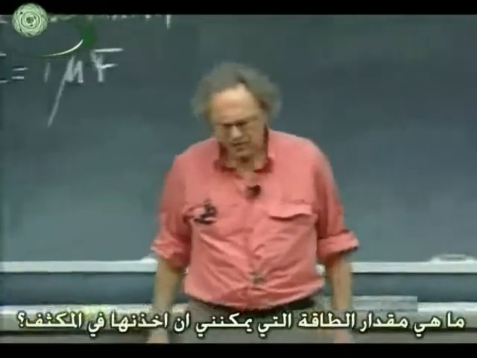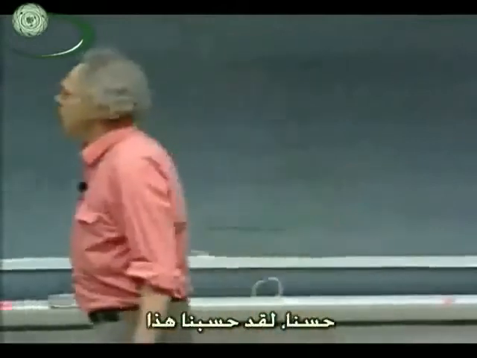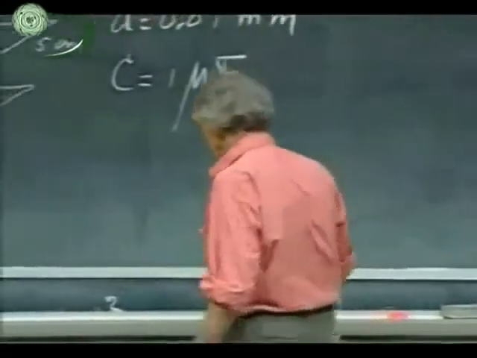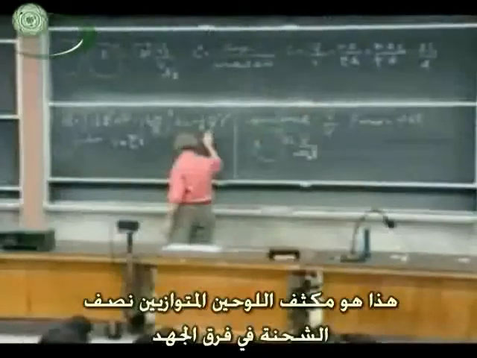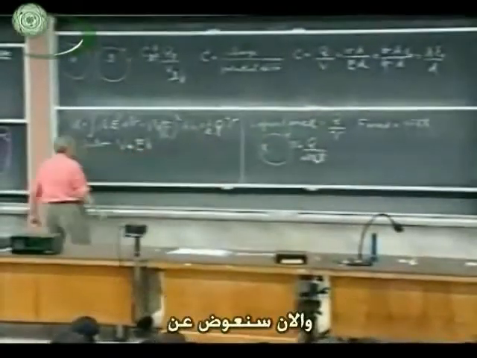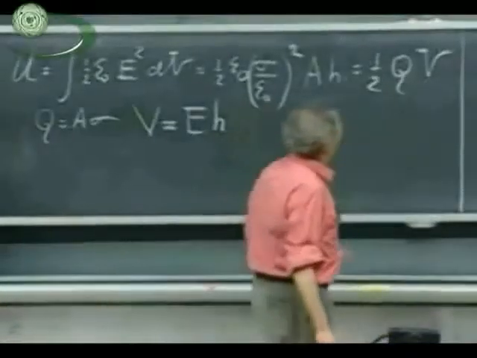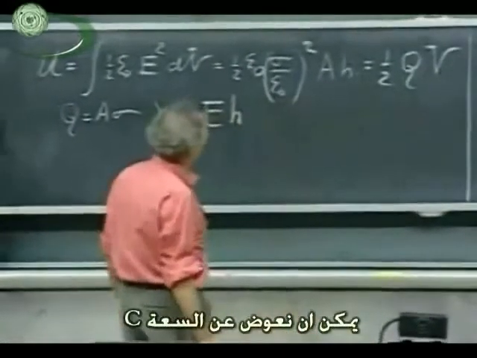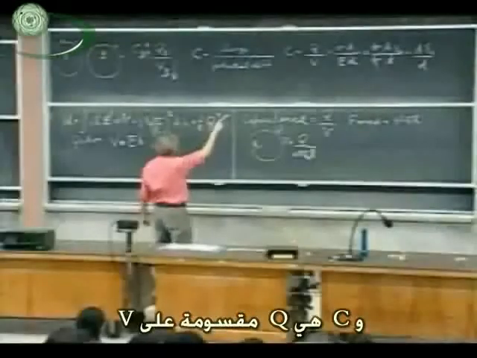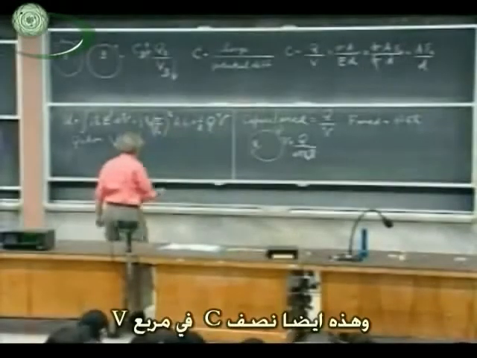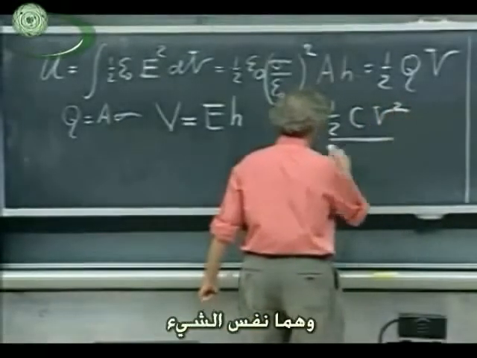How much energy can I store in a capacitor? Well, we already calculated that. We had the energy. This was the plate capacitor, 1/2 QV, and we can now substitute in there the capacitance C, where C is Q divided by V, and so this is also 1/2 C V squared. That's one and the same thing.